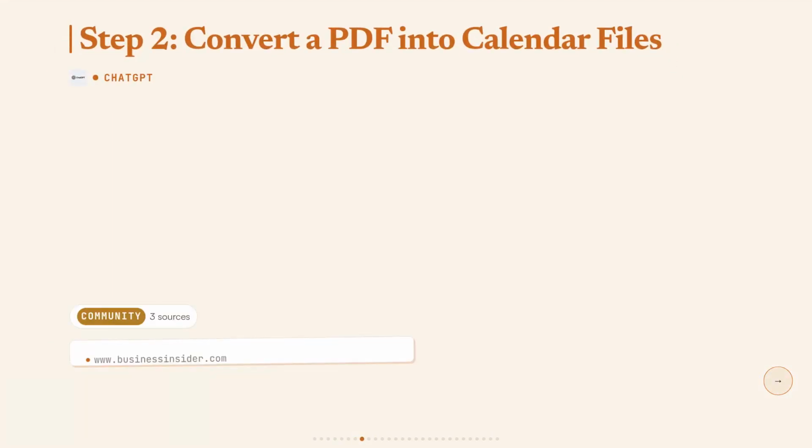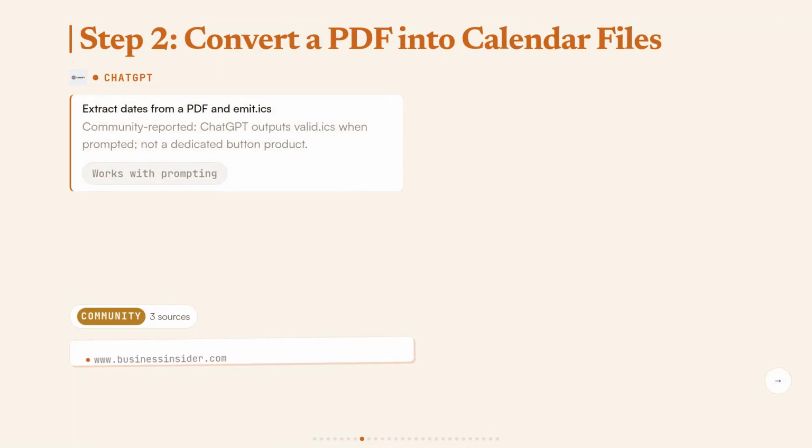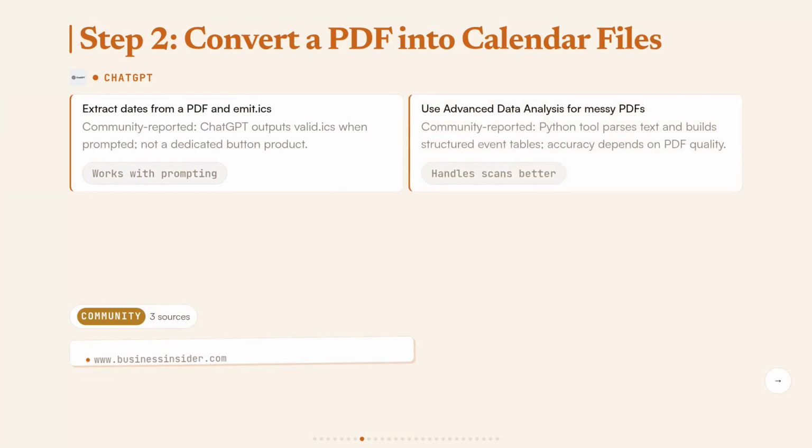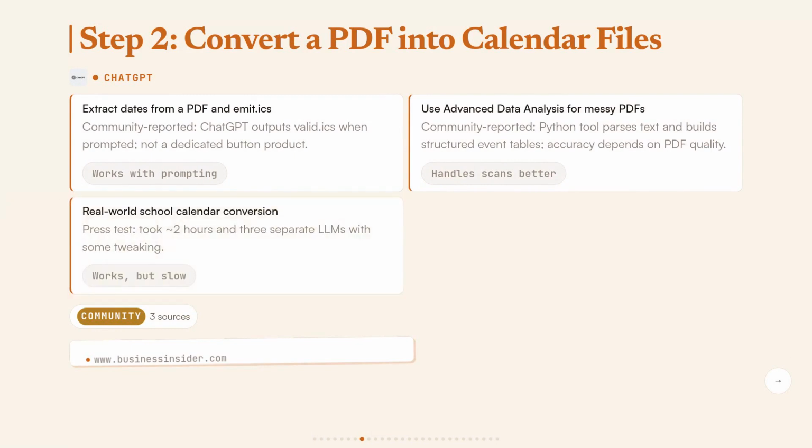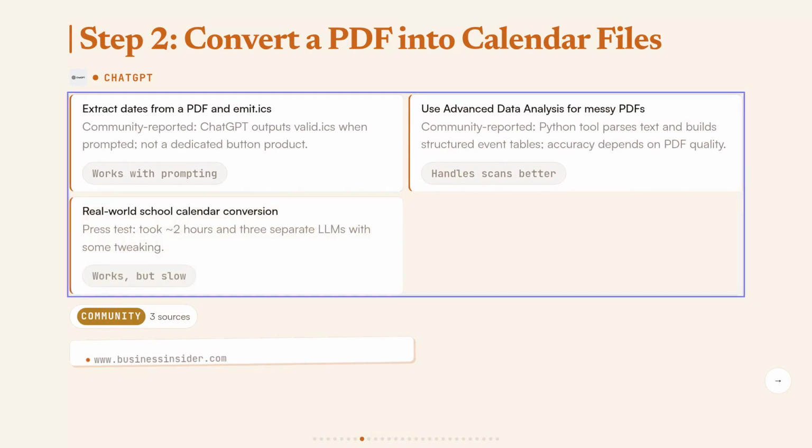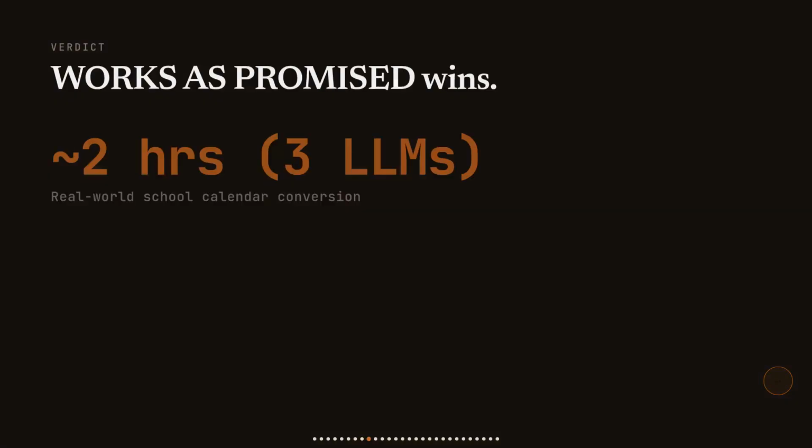Watch what happens when you prompt ChatGPT to output a valid ICS file directly. It does it, but it's a prompting task, not a button. For messy or scanned PDFs, you want to flip on advanced data analysis so Python handles the parsing, because raw text extraction on a scanned doc will miss events and you won't know until your calendar is wrong.